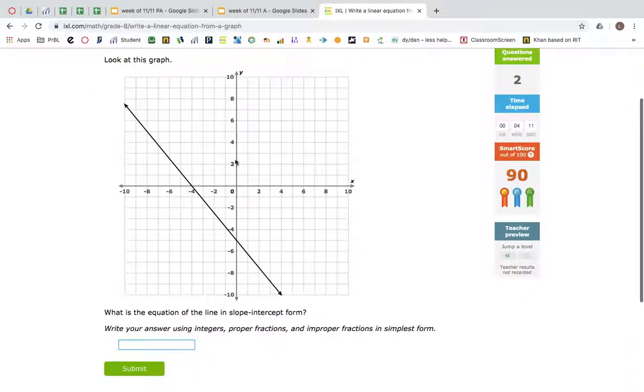Here we go. This slope is negative because from left to right my line is decreasing. So if I fill in y equals mx plus b, the very first thing I'm going to do is put a negative sign next to my m because I know whatever number I put in there, it needs to be negative.